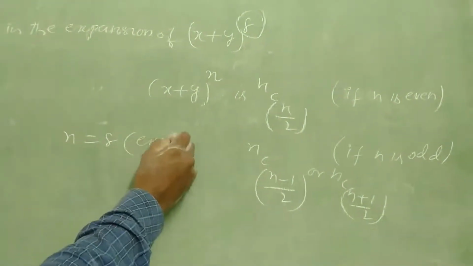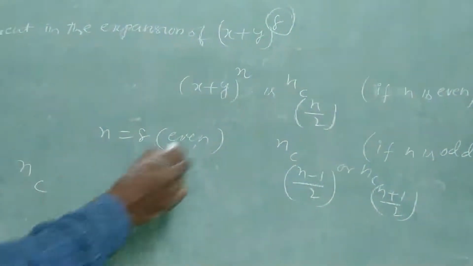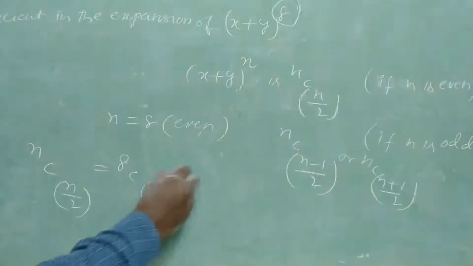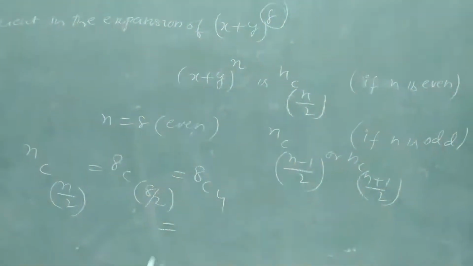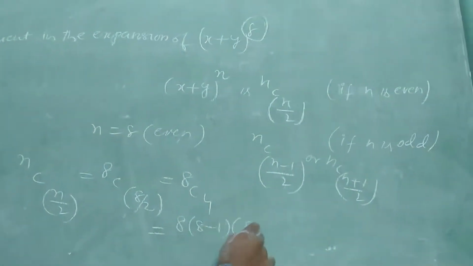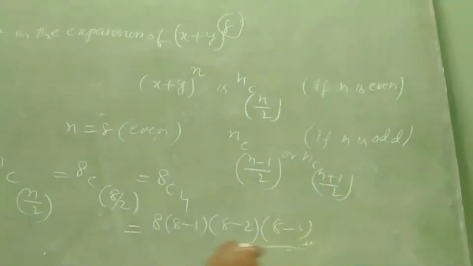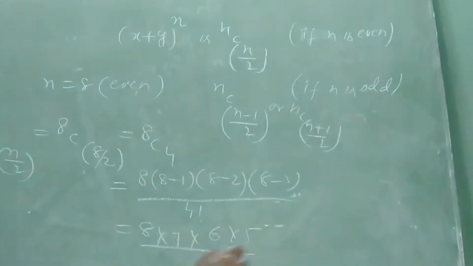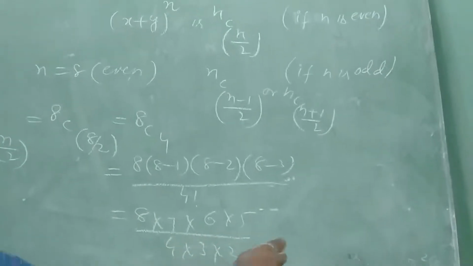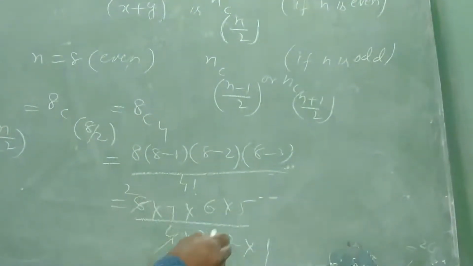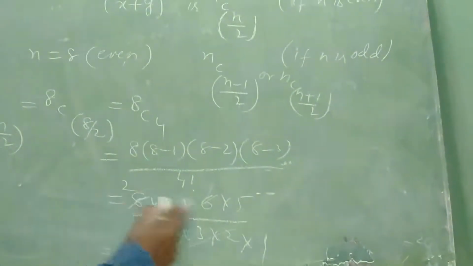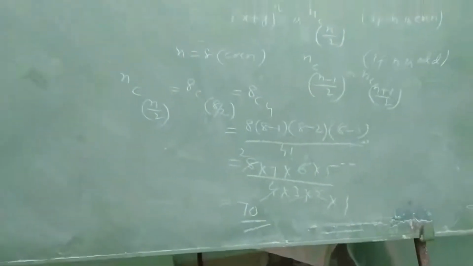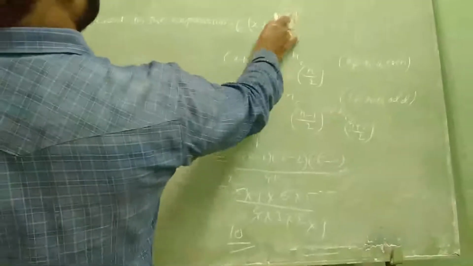8 is an even number. So the greatest binomial coefficient is nc n by 2. That means 8c 8 by 2, that is equal to 8c4. So what is 8c4? 8 into (8 minus 1) into (8 minus 2) into (8 minus 3) by 4 factorial. So 8 into 7 into 6 into 5 by 4 into 3 into 2 into 1. Do cancellation. 4 twos are 8, 3 twos are 6, 6 cancels. 2 fives are 10, 10 into 7, 70. So what is the greatest binomial coefficient? 70.